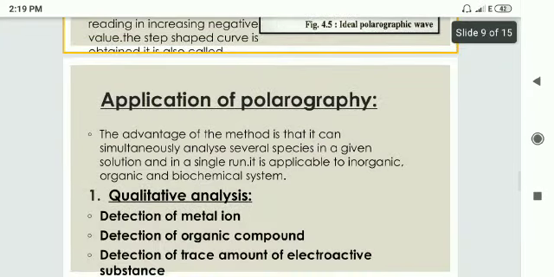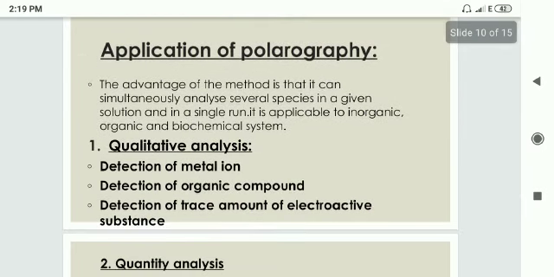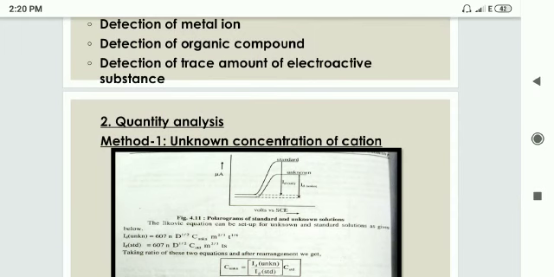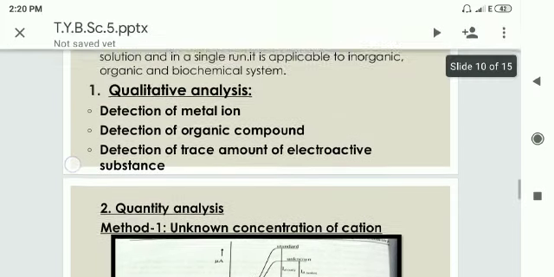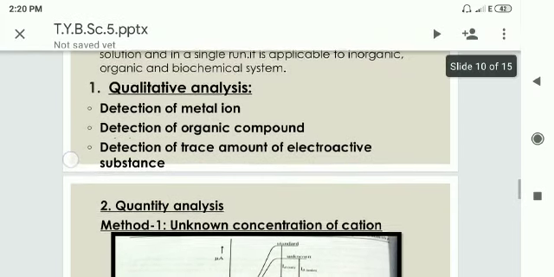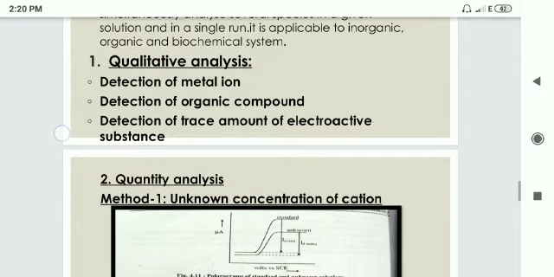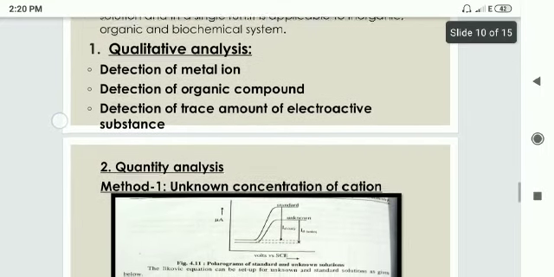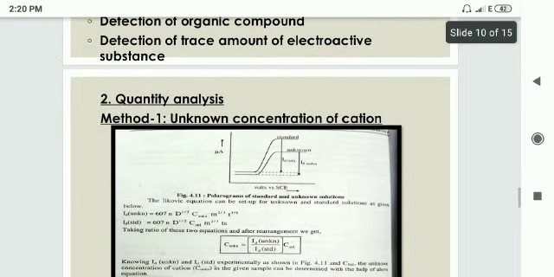Now application of polarography. Polarography has various applications for detection of metal ion, detection of organic compound, detection of trace amount of electroactive substances, and it is generally applicable for qualitative as well as for quantitative analysis. In quantitative analysis, unknown concentration can be determined with the help of Ilkovic equation.